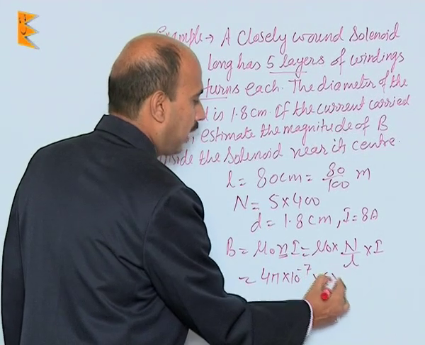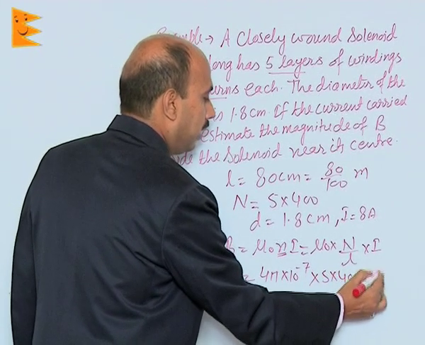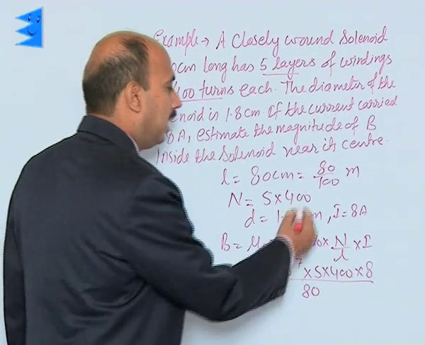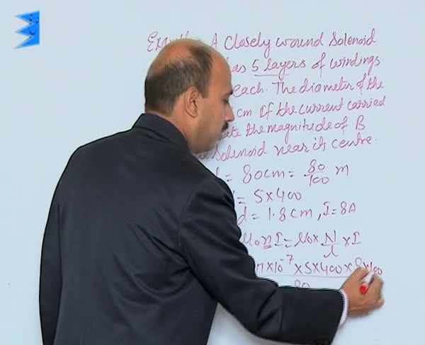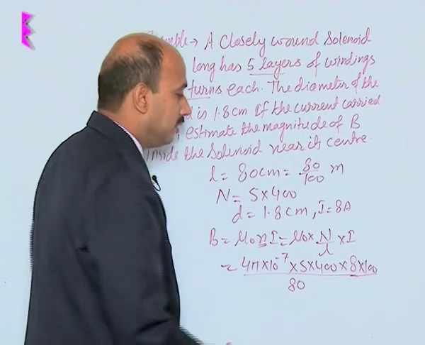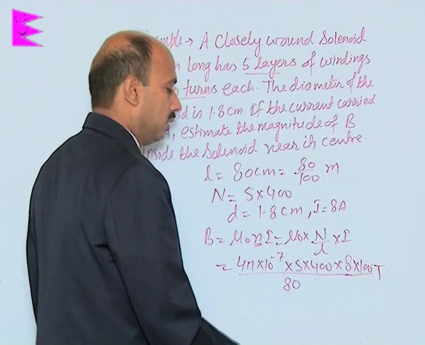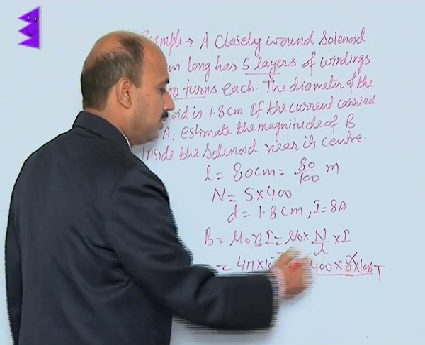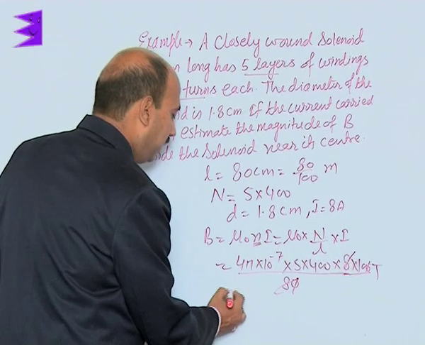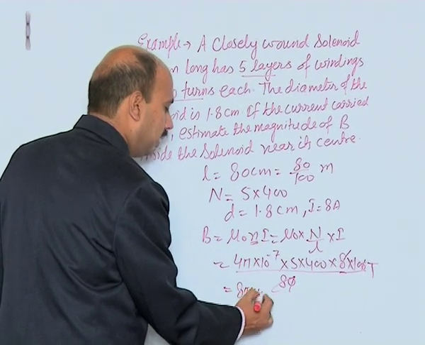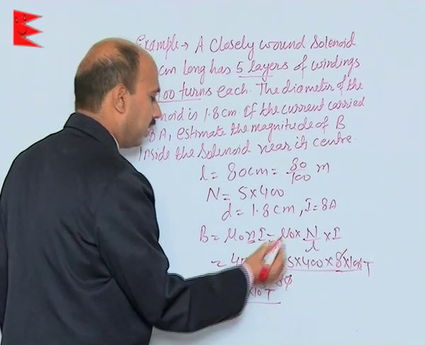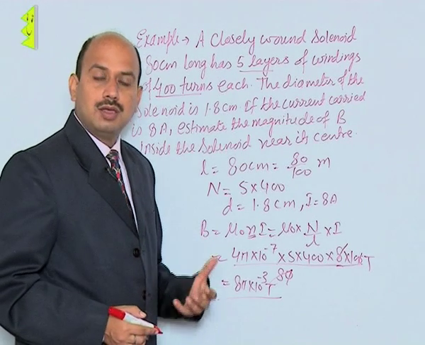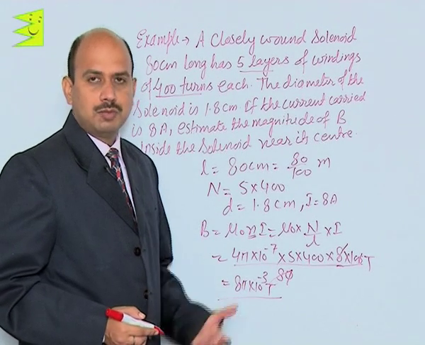into, this is 5 into 400 into 8 divided by here 80 centimeter, that will be 100 multiplied here up now, and in this case this is Tesla here. This 0 will get cancelled, and now this 8 and this 8 will get cancelled. So we will be getting 8 pi into 10 raised to power minus 3 Tesla when we calculate it. So this is the magnetic field due to solenoid inside it, and this magnetic field remains uniform inside the solenoid.